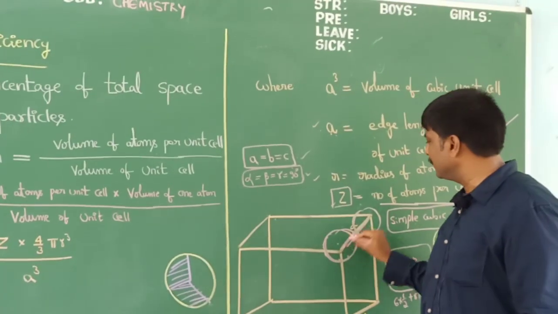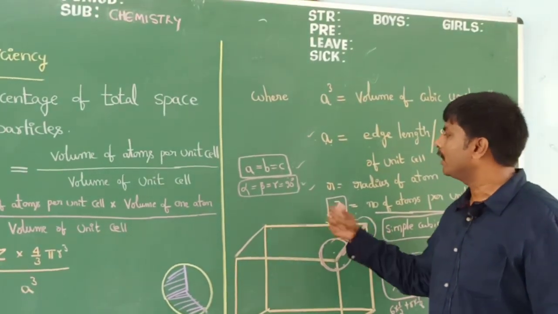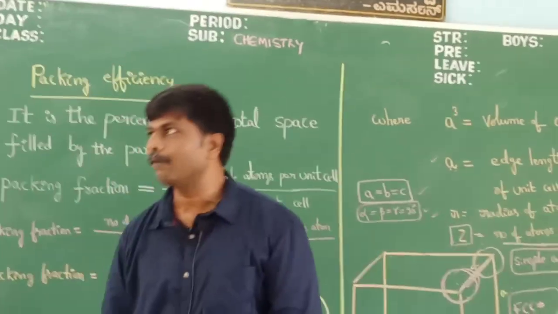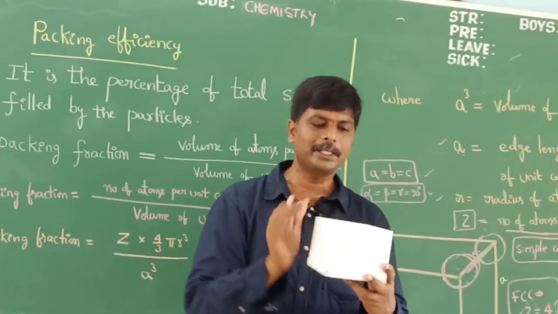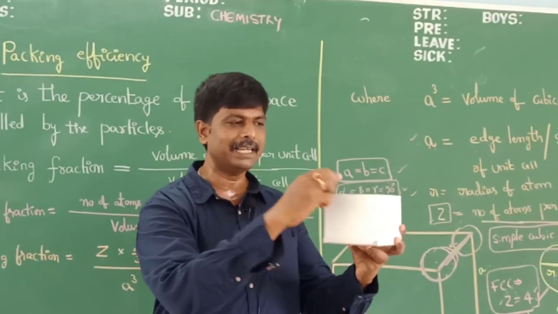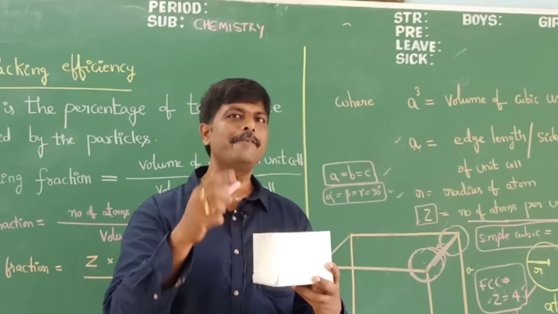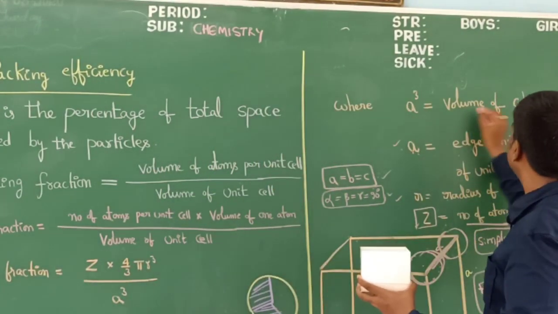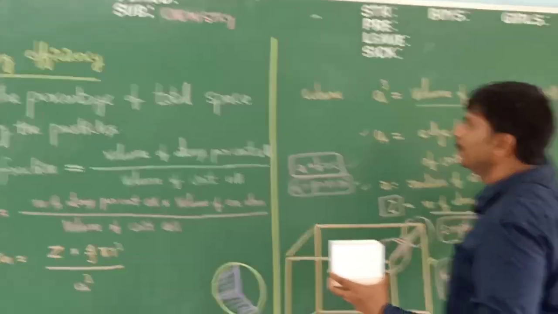If edge length is a, then what is the volume of the cube? Now I want to calculate the volume of the cube. You know this edge length is a. Now the volume of the cube, you know the formula: V is equal to L cube, so V is equal to a cube. a cube is the volume of the cubic unit cell.